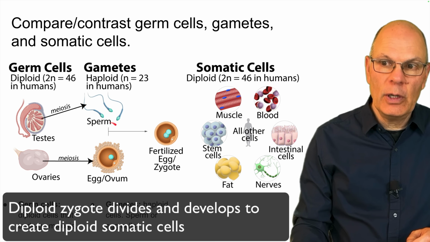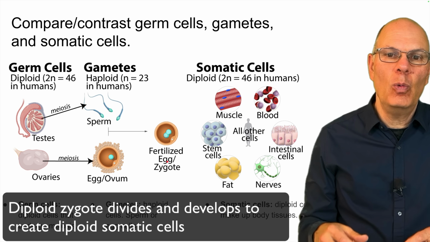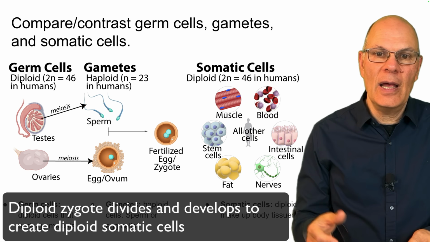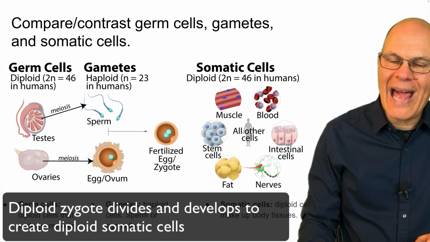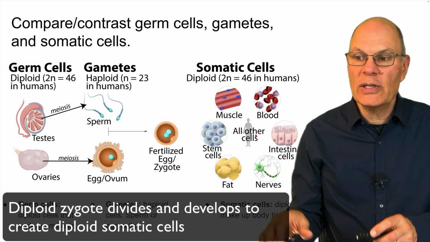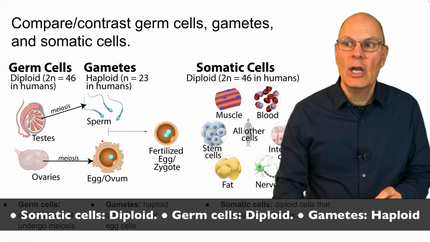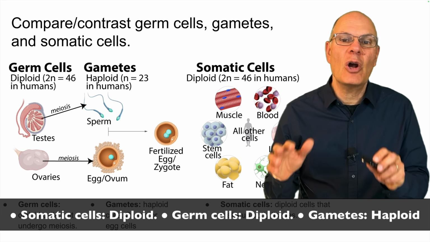Now the sperm goes ahead and fertilizes the egg, and that egg or zygote will divide, develop, the cells will differentiate, and what you'll wind up with are somatic cells. Those are the cells of the body, the diploid cells that make up the body tissues. Somatic cells are diploid, germ cells are diploid, gametes are haploid.